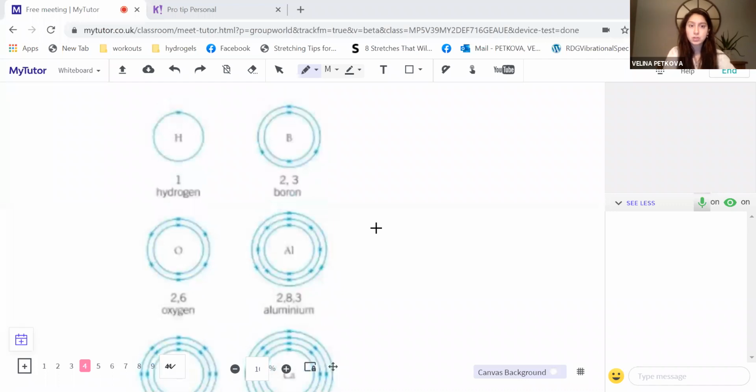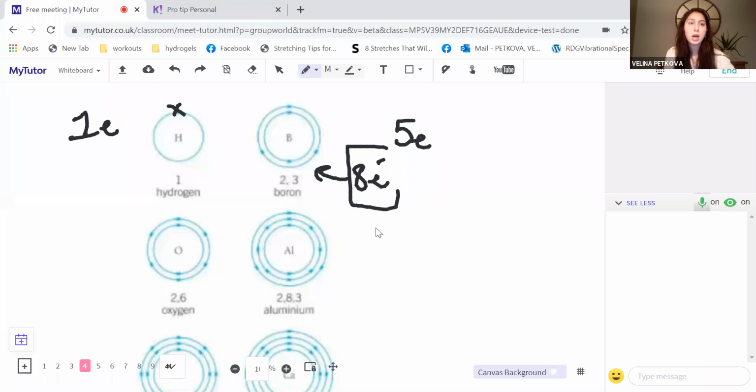So now let's look at some electronic structure. So here we've got hydrogen, and hydrogen has 1 electron in total. Okay, and the first electron always goes in the first shell. So then we look at boron. So boron has 5 electrons in its atom. Okay, the first shell holds 2 electrons, and now it's full and happy. And the next one holds the last 3 electrons. However, boron wants to have 8 electrons in its outer shell. So therefore, it is an unstable metal.